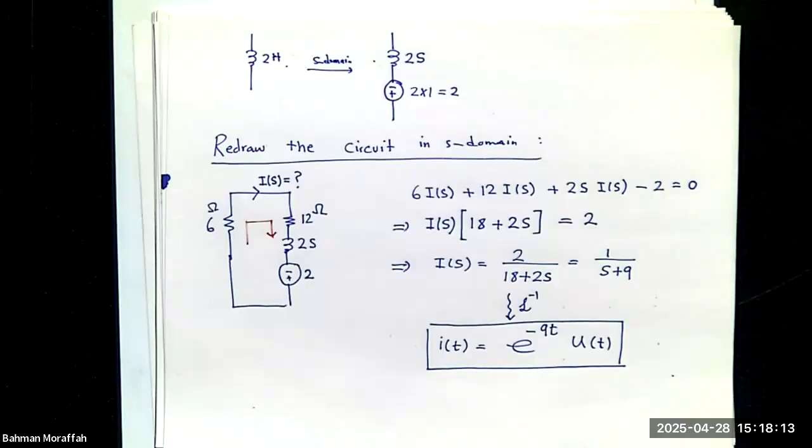Does that make sense how we're doing this? The whole idea here is that I have to find the equivalent of every single element that I have and redraw the circuit. Let's do a few more examples and see how we can actually do this.